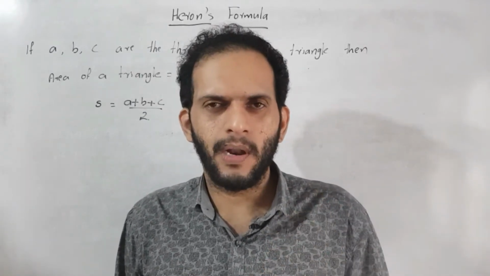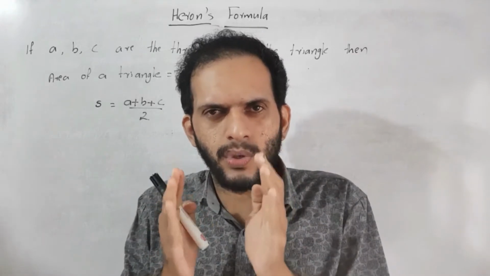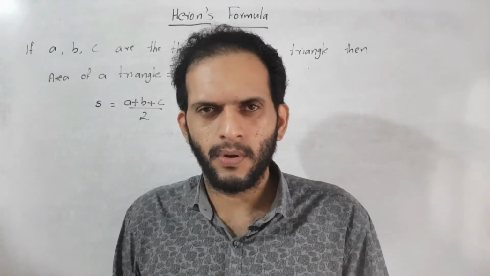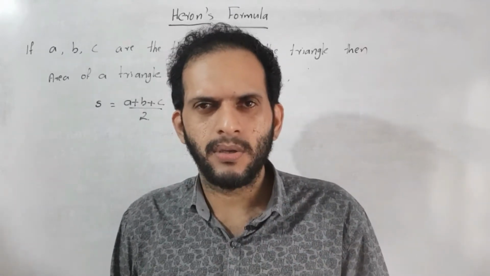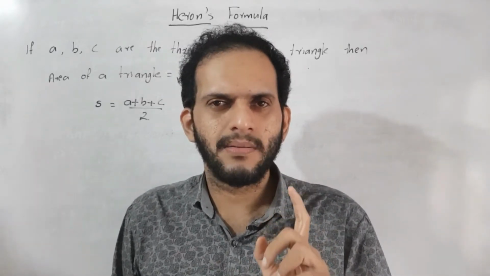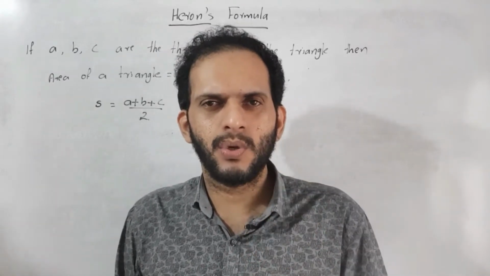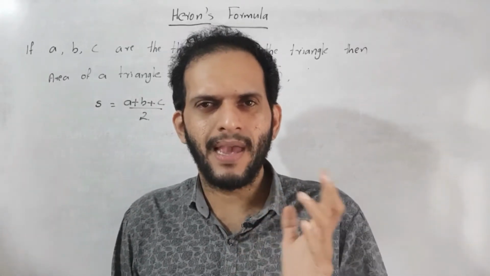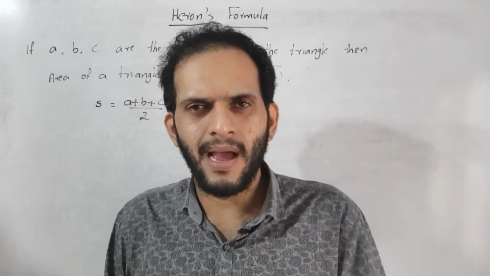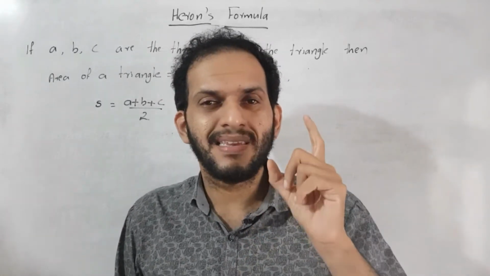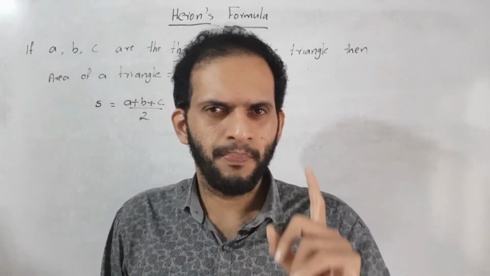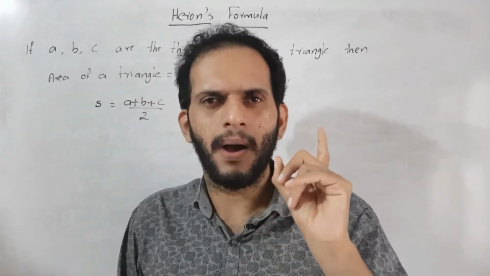Then what is Heron's formula? Heron's formula is a formula we use to find the area of a triangle when we know the three side measurements of the triangle. The equation is: area of triangle is equal to root of S into S minus A into S minus B into S minus C. A, B, C denote the three sides of the triangle and S denotes the semi-perimeter of the triangle. Semi-perimeter means half of the perimeter, so S is equal to A plus B plus C by 2.